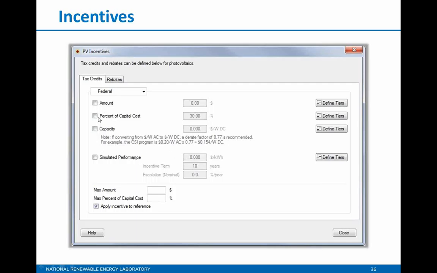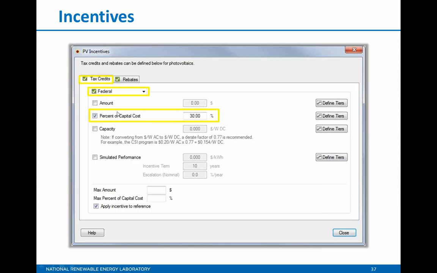You can select multiple of these, so you can have combinations. You can have a capacity-based and a fixed amount incentive. And you can even define tiers for the various incentives so that you have $1 per watt up until a certain size PV system, and then a larger dollar per watt for increasing PV system. And finally, there's some maximum constraints here that you can specify. So let's just go through a couple examples.